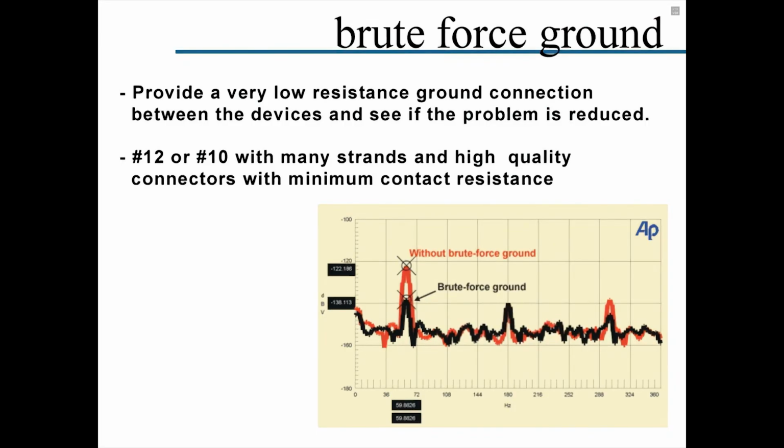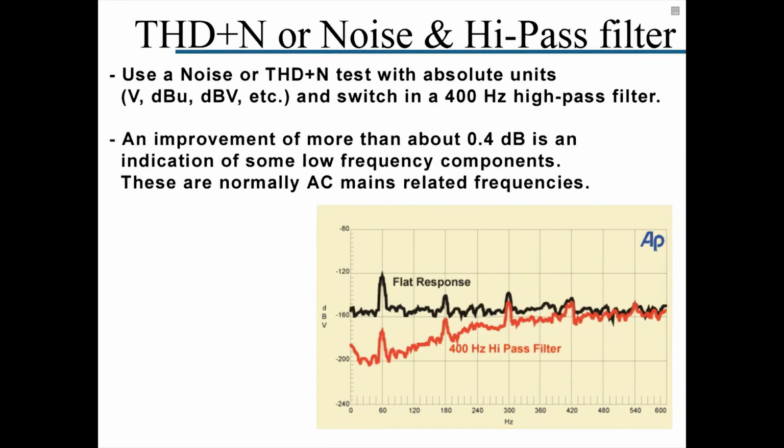In this low noise example, we see a peak of -122 dBV at the mains frequency without the ground strap, and -138 dBV with the brute force ground. That's a 16 dB improvement. We can also see some improvement at the second and third harmonics. Ground loops can also be created by adding a brute force ground strap, so caution must be taken.